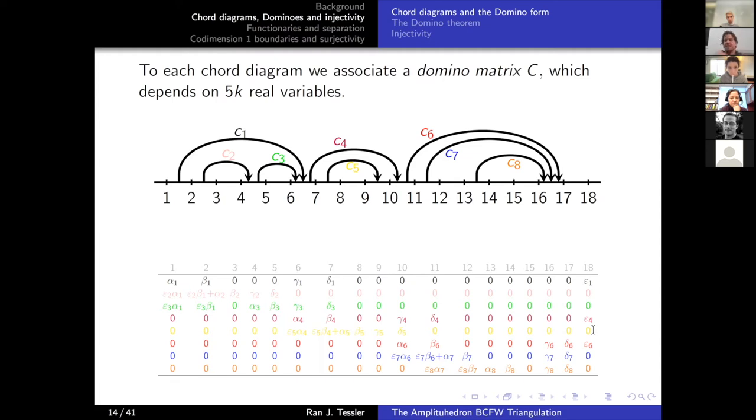It could be that there will be some overlap between the tail of the parent and of the child, like we see for chord 2. So really in chord 2, in the second position, on the one hand, we have alpha 2, which is what should be there because of C2. But we also have the domino contributed by the parent, which gives epsilon 2 beta 1. So that's why we have epsilon 2 beta 1 plus alpha 2.